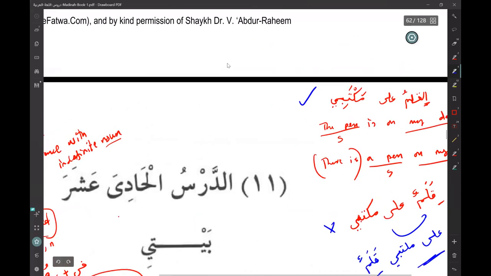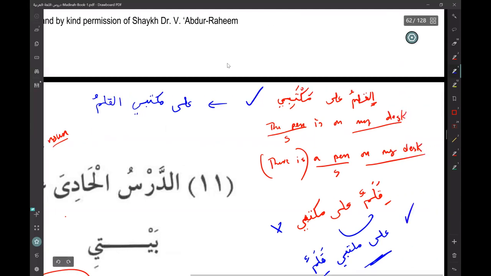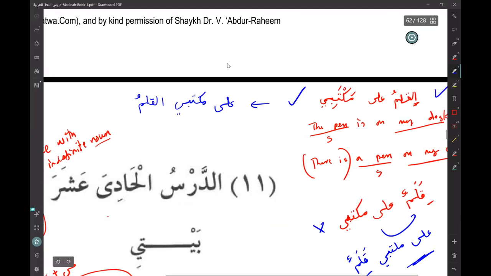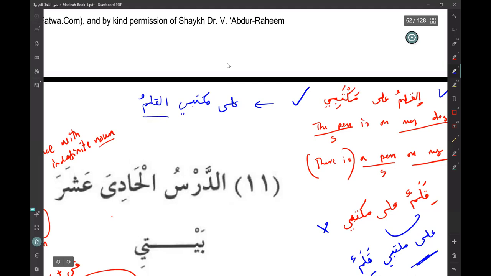But here's what I wanted to mention, the reason why I'm spending a little bit more time. Here you can also say ala maktabi al-qalamu. You see? Ala maktabi al-qalamu. Although the earlier one was perfectly fine, here you can also say this. When you have the subject being definite, then you have both ways. You can use both ways. But honestly, if you're describing a place, you should be starting like that.